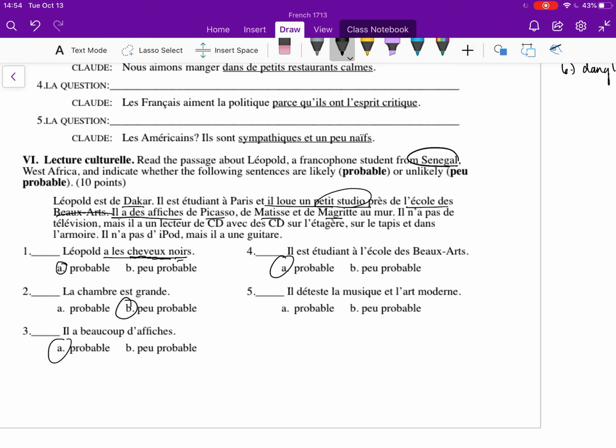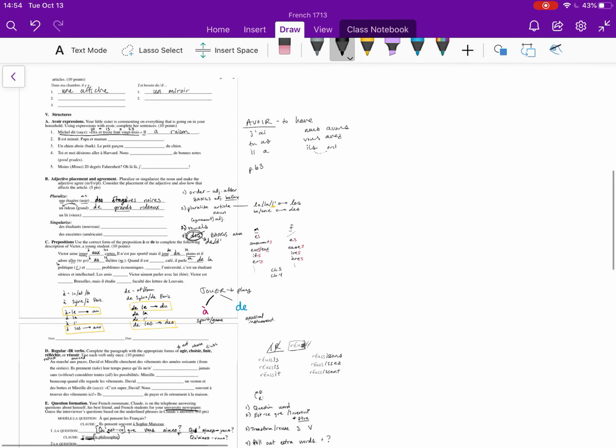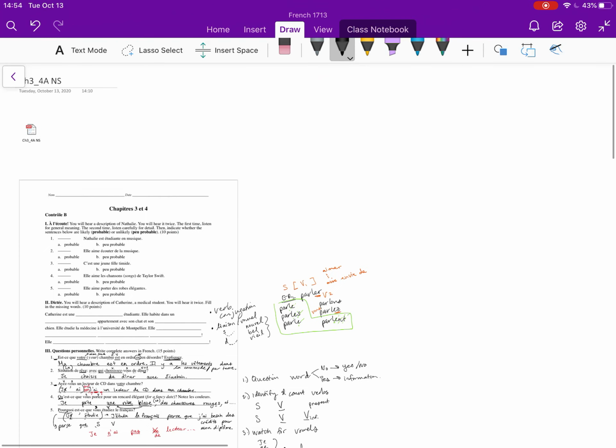Il déteste la musique et l'art moderne. He hates music and modern art. Well, he has a lot of CDs, and he has them everywhere. He doesn't have an iPod, but he has a guitar. So probably he doesn't hate it, but probably he likes it. Peu probable.